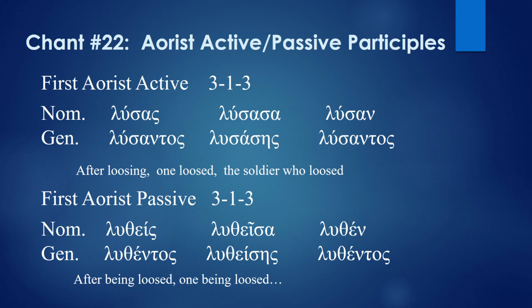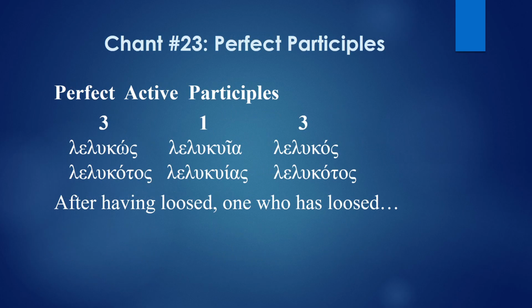Chant number 22, the aorist active participle. The perfect active participle. In the adverbial use, it's after having loosed. In the substantival use, it's the one who has loosed. And as an attributive is the soldier who has loosed. Once again, it's a 3-1-3 structure with the masculine being third declension endings, the feminine being the first declension endings, and the neuter being the third declension endings.